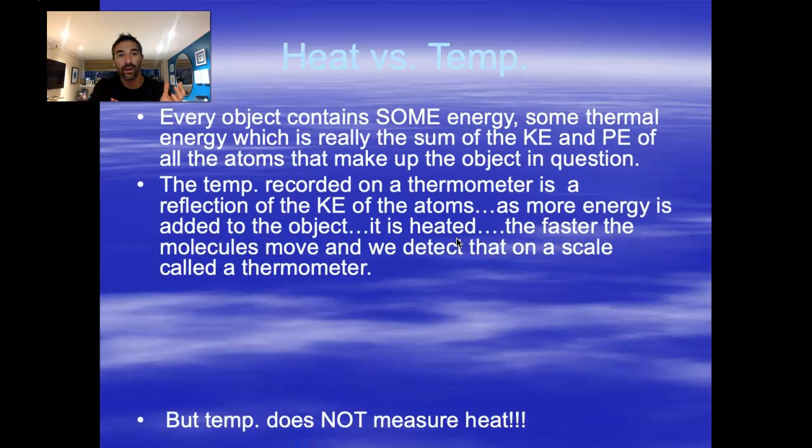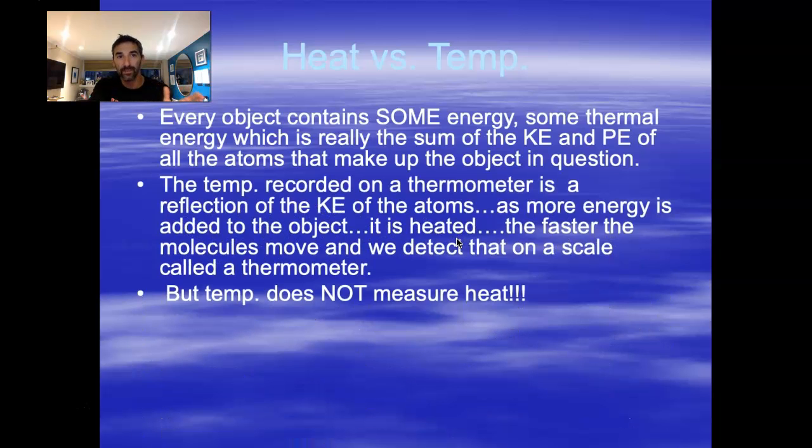So, very, very simply, every object contains some kind of energy. In other words, every object radiates some kind of energy, usually in the infrared spectrum. The temperature that we record off that thermometer is a reflection of that energy. Temperature does not measure heat. Temperature is measured in degrees Celsius in physics. Heat is measured in joules in physics.